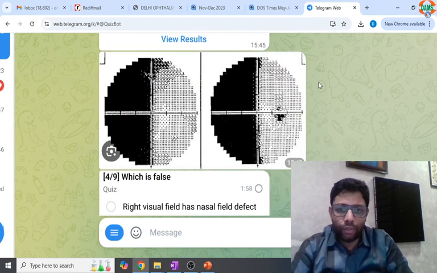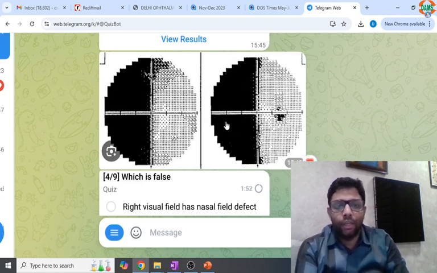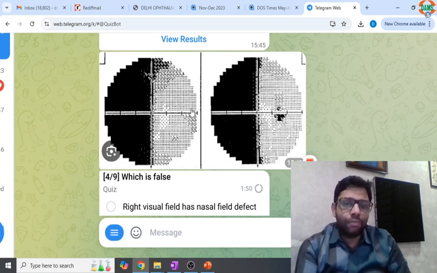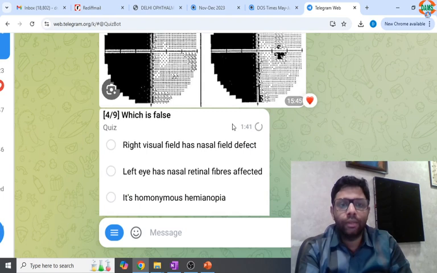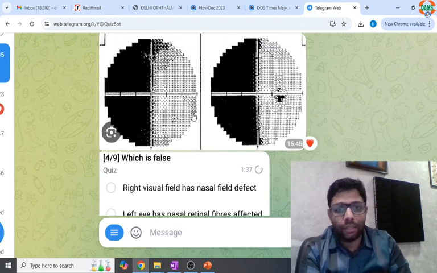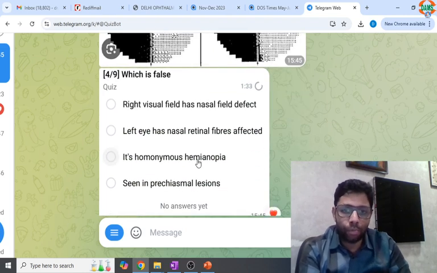Now, whenever the visual field is given to you, it is taken as the patient's view. So, you are the patient. This is your right visual field. This is the left visual field. So, black means defect. So, left side defects are there. This is left homonymous hemianopia. Now, the right visual field has a nasal field defect. That is true. Left has a temporal field defect, meaning nasal retina fibers are affected. So, that is also true. It is homonymous hemianopia. That is true.